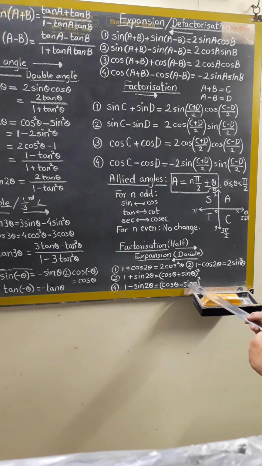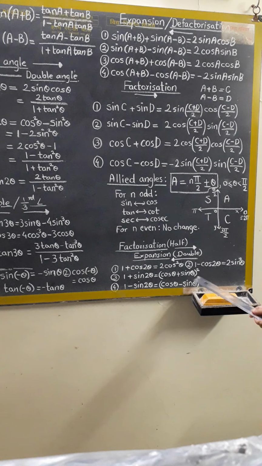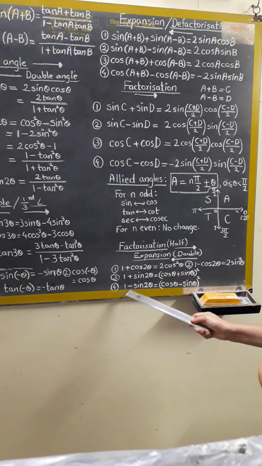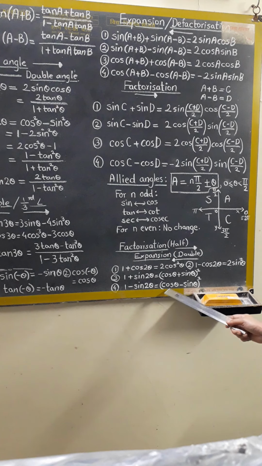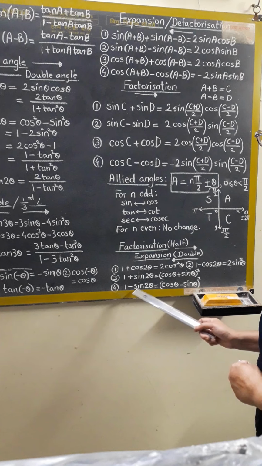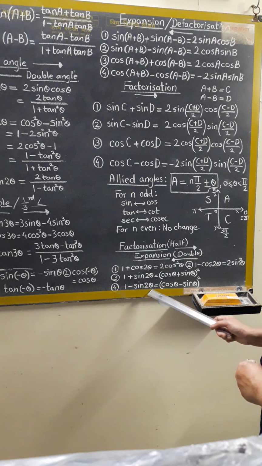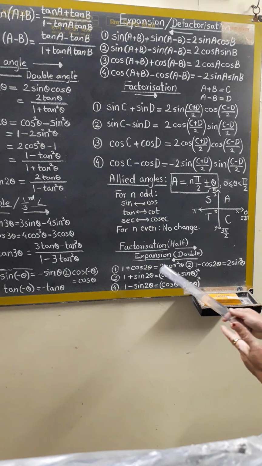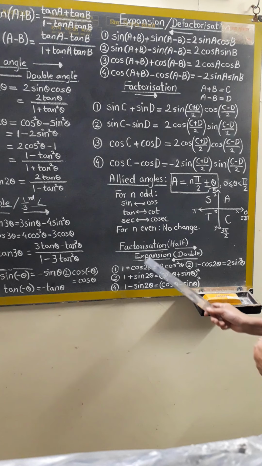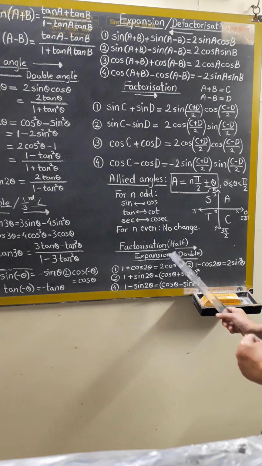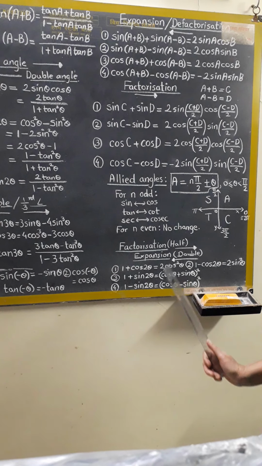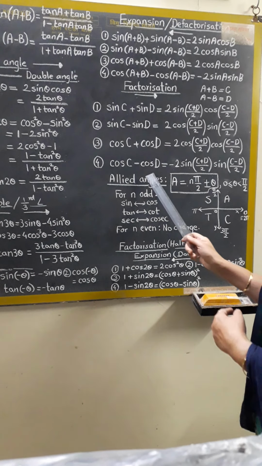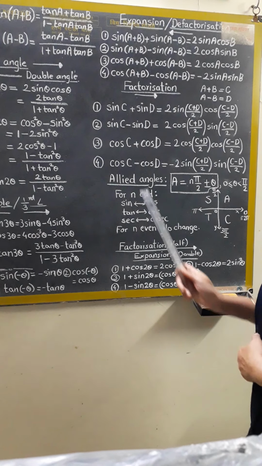In the similar manner, when you open this bracket, you can check that we are getting a minus sign here, because the middle term will be minus 2 times AB, that is minus 2 times sin theta cos theta, which is nothing but sin 2 theta. Okay, so this is how we are getting the factorization or expansion along with the half or double angle formulae.